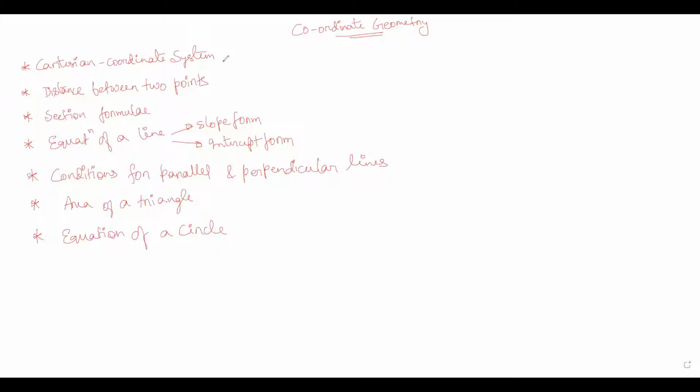In coordinate geometry, we are going to learn the following subtopics like what is Cartesian coordinate system, how we can find the distance between 2 points. We'll be also seeing the sectional formula, that is the internal sectional formula and the external sectional formula. We will also see the equation of a line in slope form, in intercept form, and we'll be also seeing what are the conditions for parallel and perpendicular lines. Along with that, we'll be also seeing how we can find the area of the triangle when the coordinates of the three vertices are given. We'll be also seeing the equation of a circle and many more. So let us start with the Cartesian coordinate system.